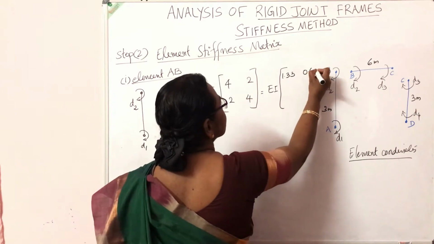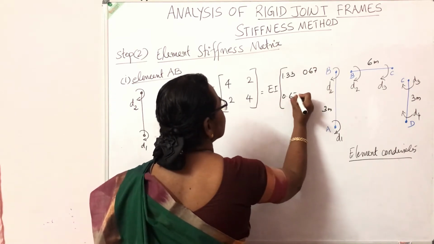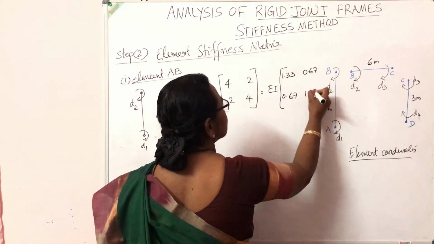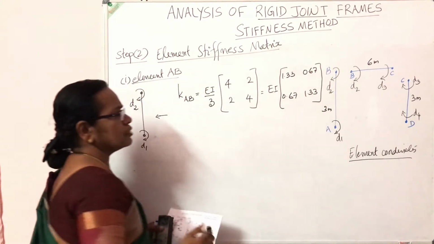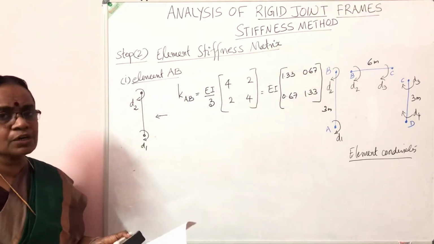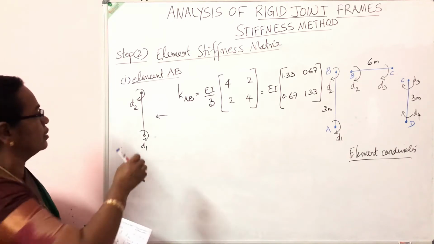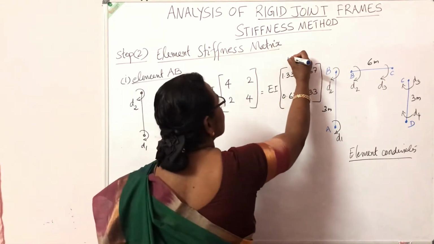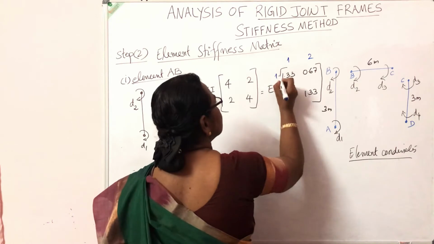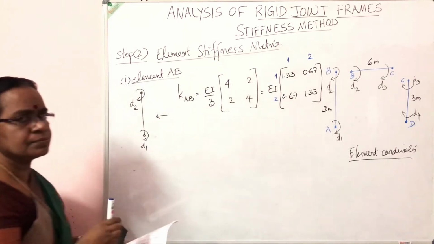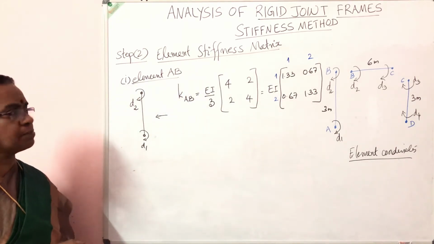It is 0.67, 0.67, 1.33. So that is the stiffness matrix for the first element. Now you write down the coordinates at the top as well as the side. The coordinates are 1 and 2, so write 1, 2, 1, 2. That is required for assembling the matrix.